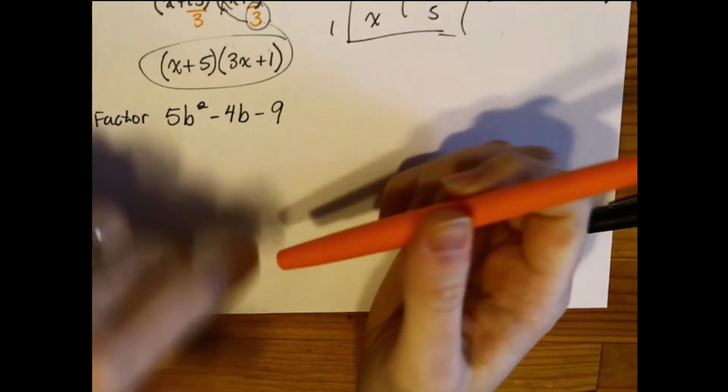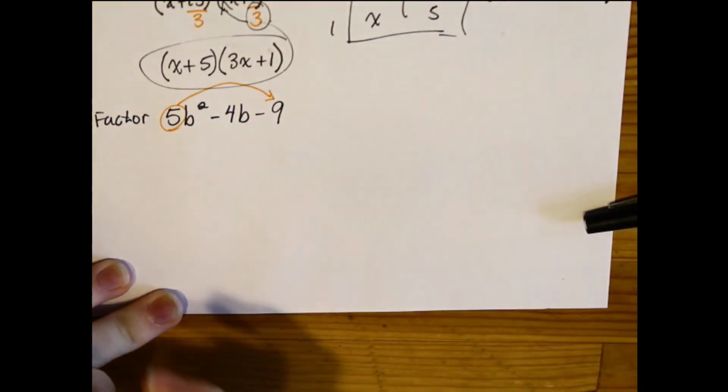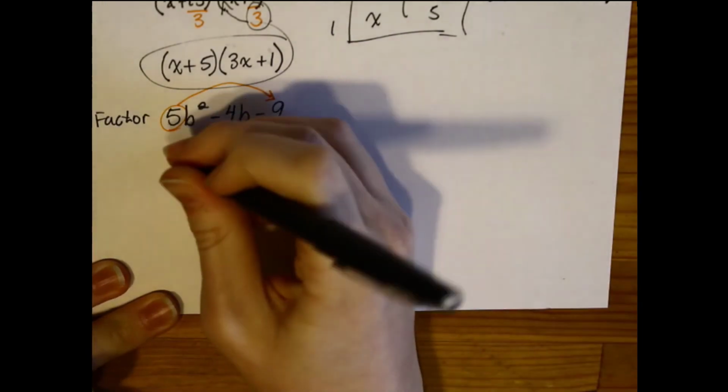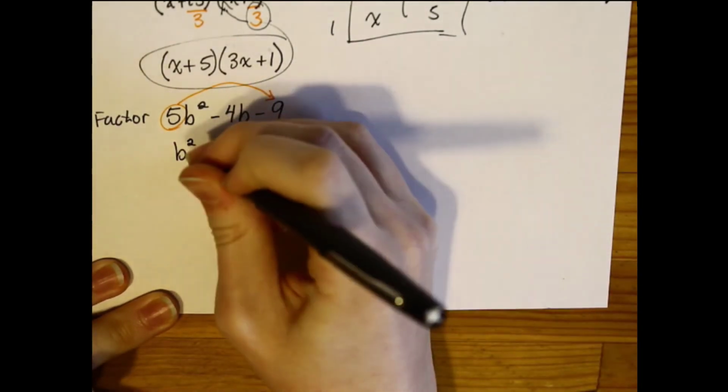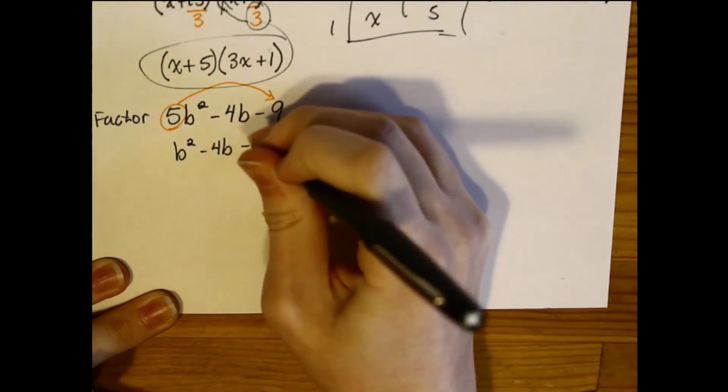Okay, so what was my step 1? I need to multiply a to the back. So I take this 5, multiply it to the 9. Okay, so it's going to be gone. So I have b squared minus 4b minus 9 times 5 is 45.